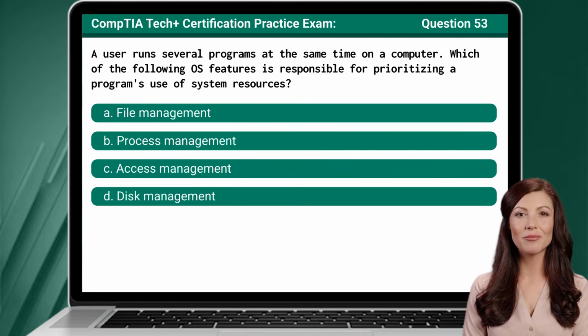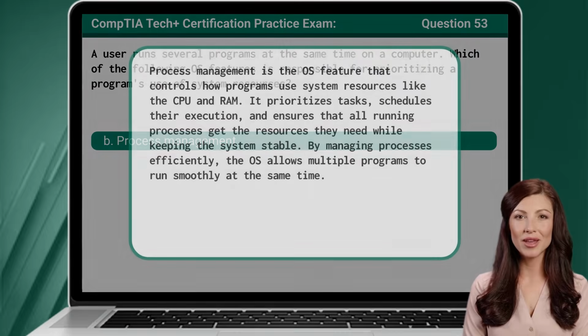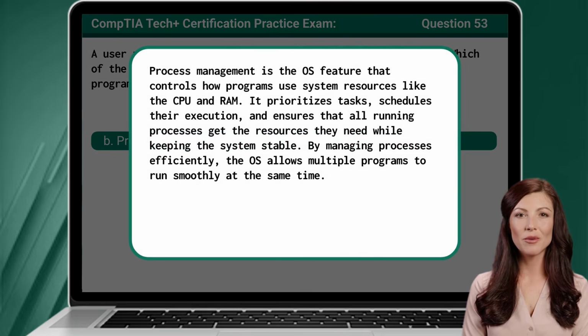The answer is B. Process management. Process management is the OS feature that controls how programs use system resources like the CPU and RAM. It prioritizes tasks, schedules their execution, and ensures that all running processes get the resources they need while keeping the system stable. By managing processes efficiently, the OS allows multiple programs to run smoothly at the same time.